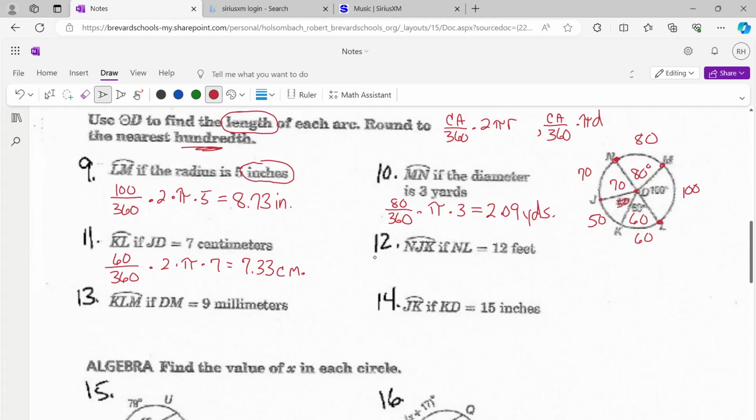Problem number 12, arc NJK. All right, so here's NJK. That's going to be the 70 plus the 70 plus the 50. So we get 120 over 360 times NL is 12. All right, NL is the diameter. So times pi times 12. And I get 16.76, and that's in feet.